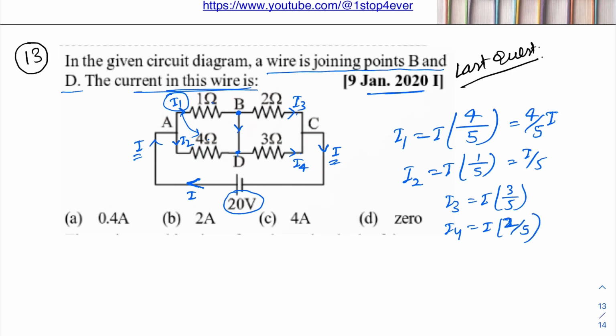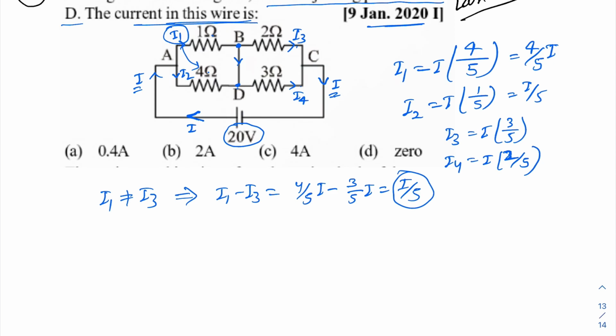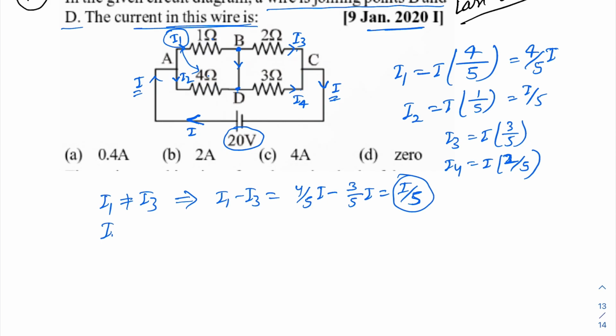Now here we can see that I1 is not equal to I3. How much difference is there? We will find I1 minus I3. I1 is 4 by 5 into I, minus I3, which is 3 by 5 into I. So it will be I by 5, meaning there is a difference of I by 5. That means obviously the IBD current will be I by 5, in this direction.